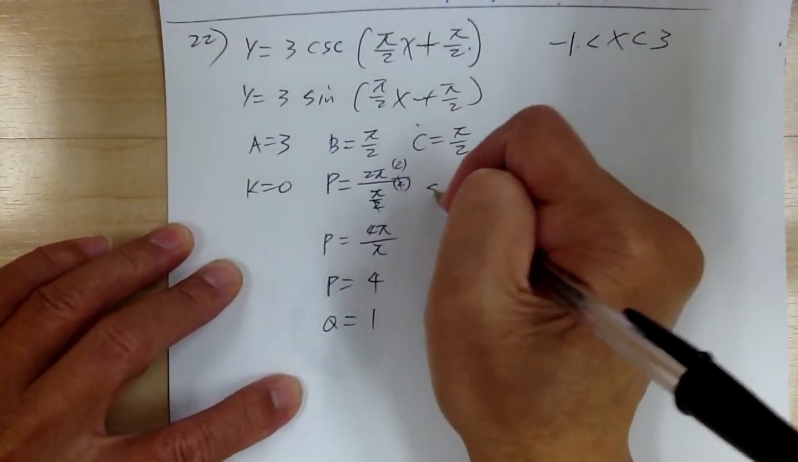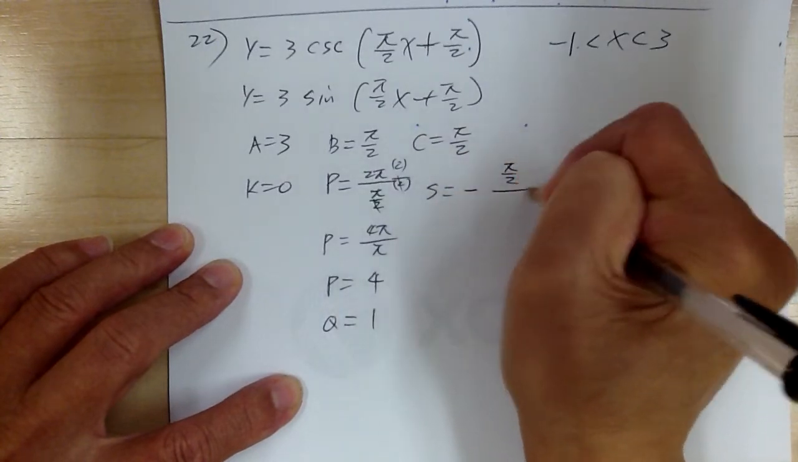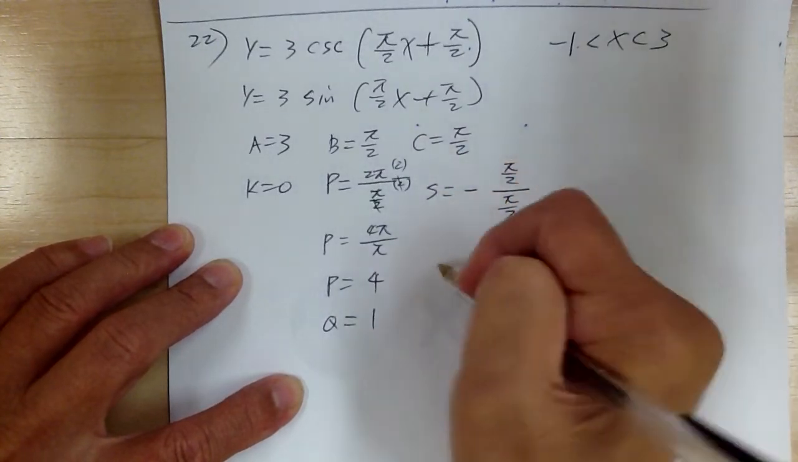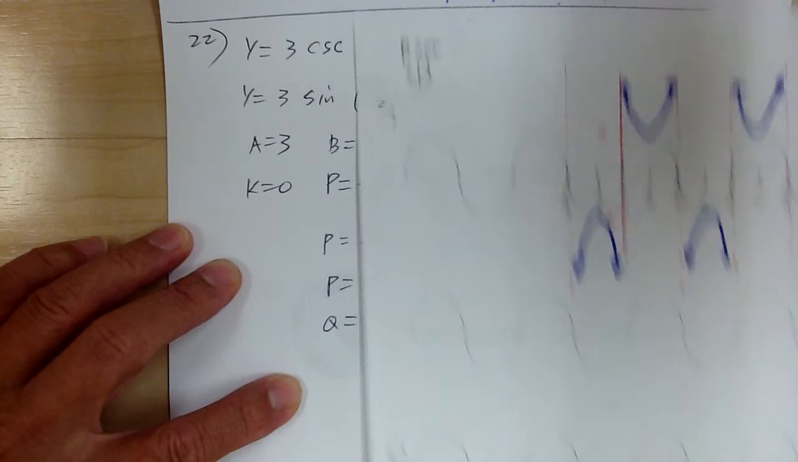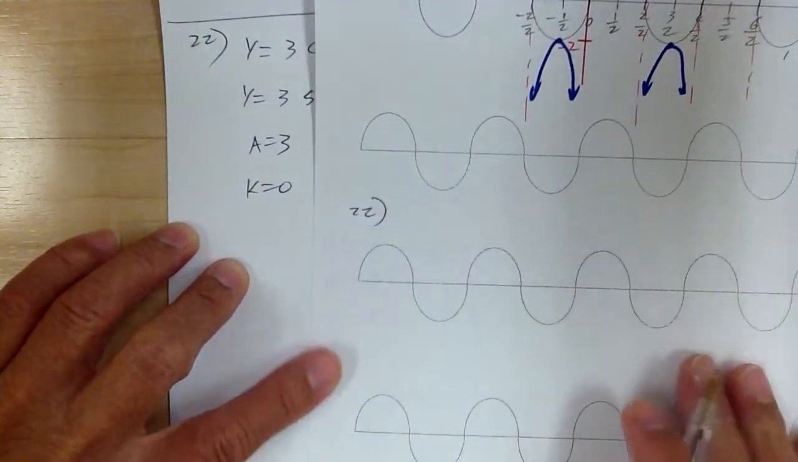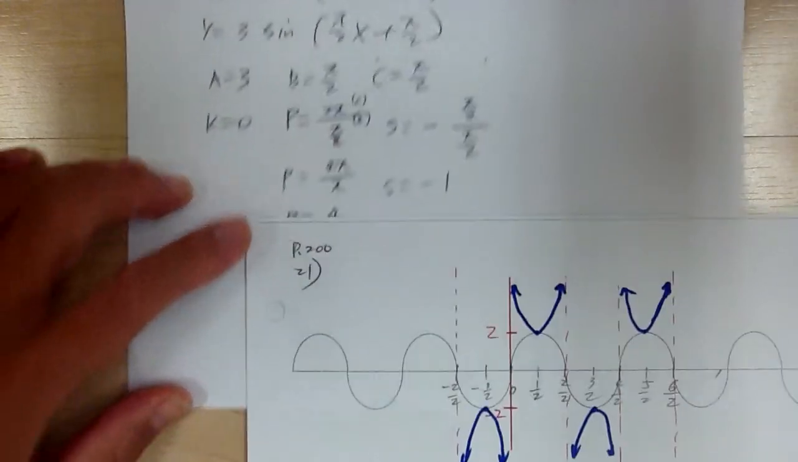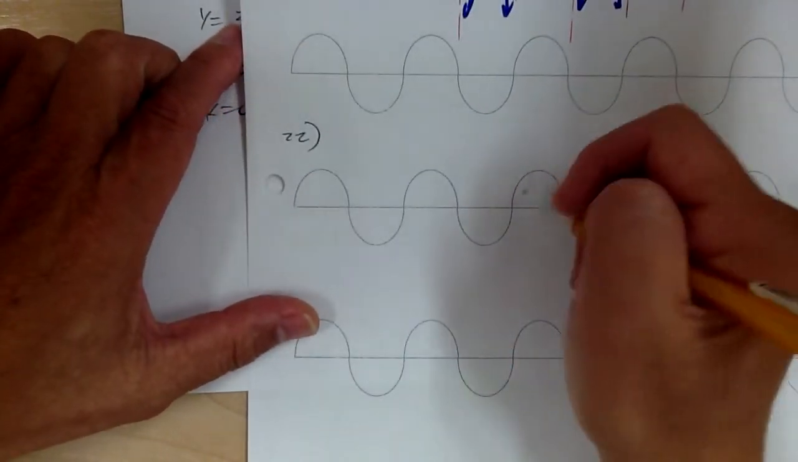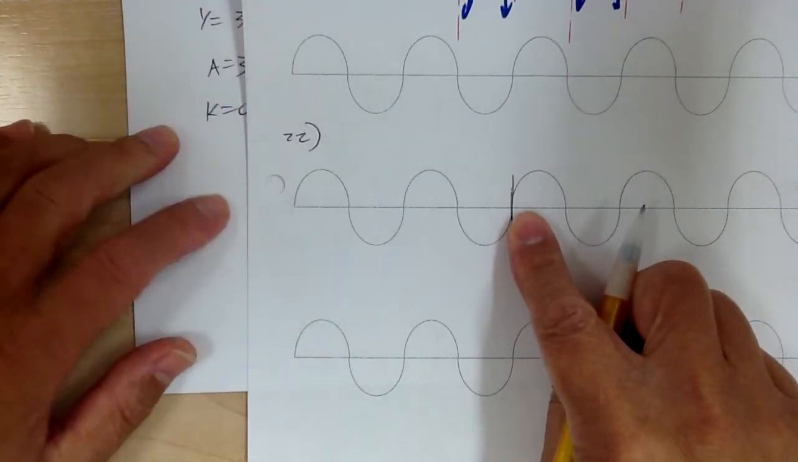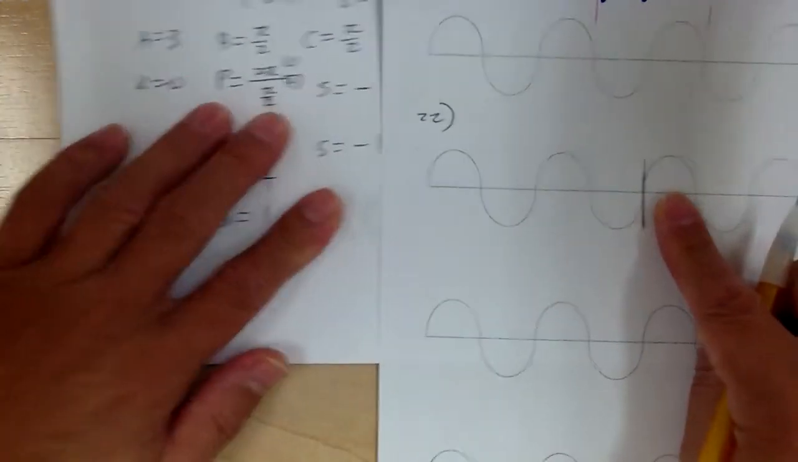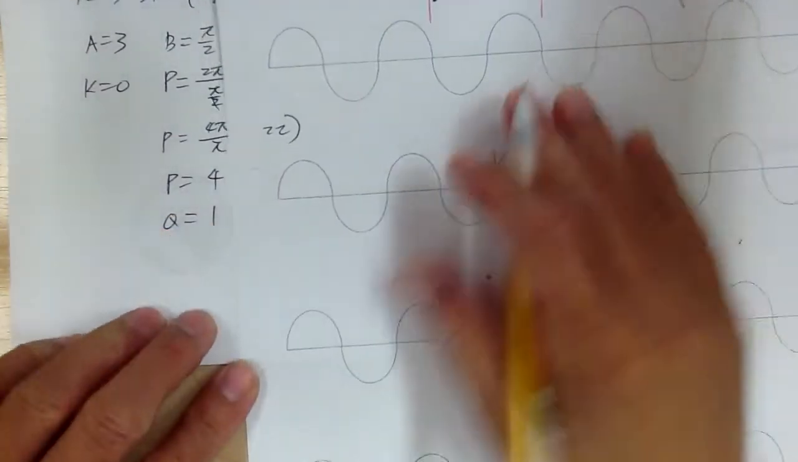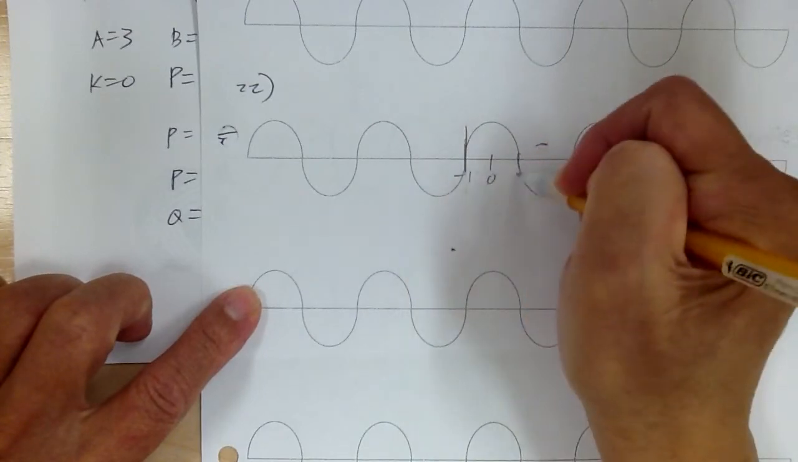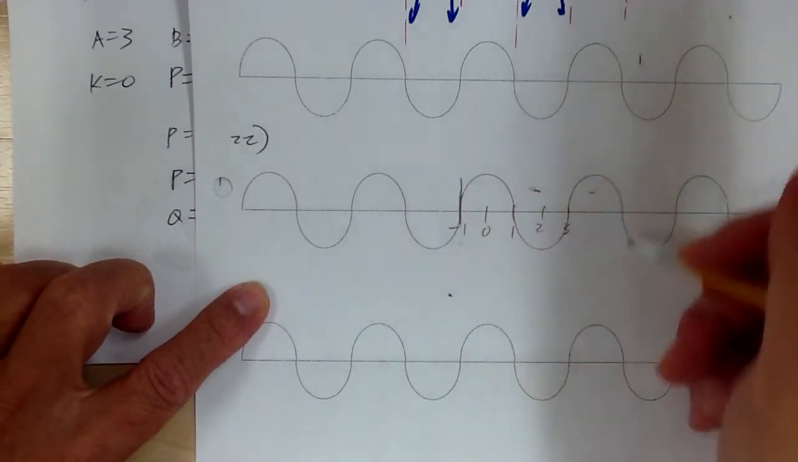Okay, next I'm going to figure out the s. So s equal to negative c over b, and from this you can see it's equal to 1. So s equal to -1. Okay, so now I'm ready to do the graphing. So let's go to number 22. So sine graph starts going uphill. So that would be the starting point. And at the starting point we have the value of the s. So this would be a -1. And q is 1. So this would be 0, 1, 2, 3. And you want to go from -1. Okay. So that's all you need to have.